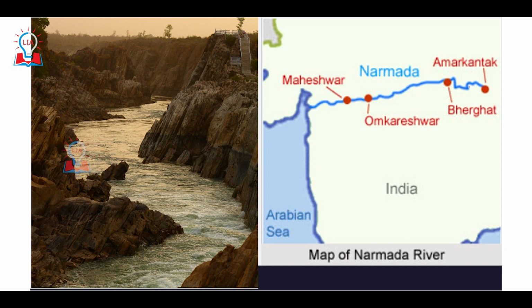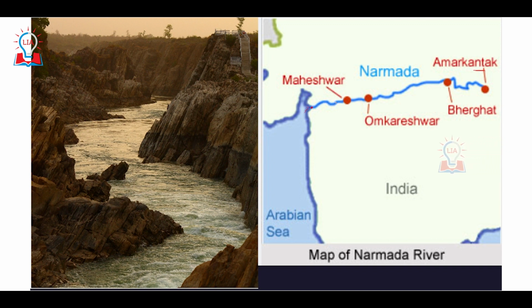And if you take a look at the course of Narmada, Narmada originates from the Amarkantak hills of Madhya Pradesh, then flows through the state of Madhya Pradesh, passing a certain distance in Maharashtra, and then finally near the Bharuch city of Gujarat, it enters into the Gulf of Khambhat in the Arabian Sea.